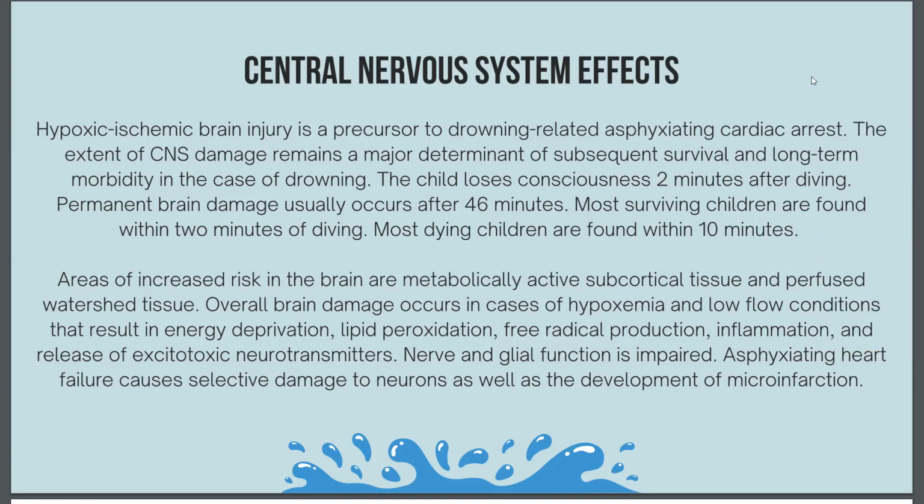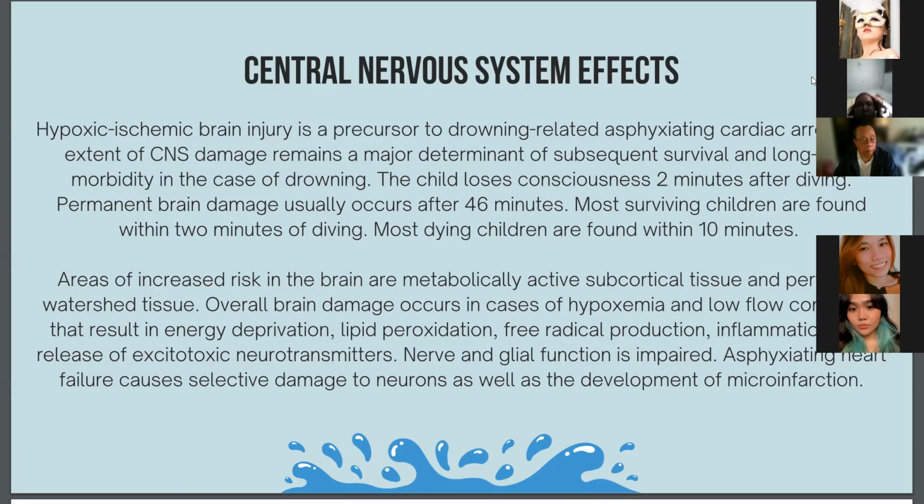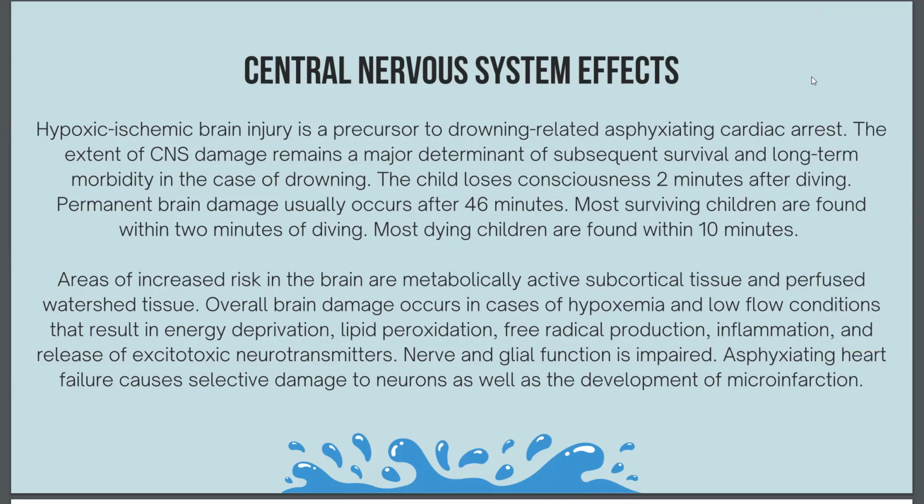Areas of increased risk in the brain are metabolically active subcortical tissue and perfused watershed tissue. Overall brain damage occurs in cases of hypoxemia and low flow conditions that result in energy deprivation, lipid peroxidation, free radical production, inflammation, and release of excitotoxic neurotransmitters. Nerve and glial function is impaired. Asphyxiating heart failure causes selective damage to neurons as well as the development of microinfarction.